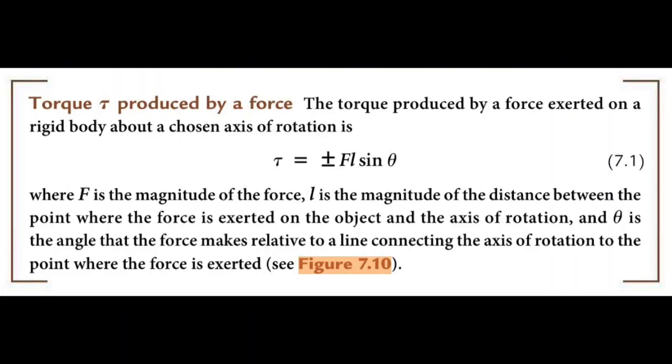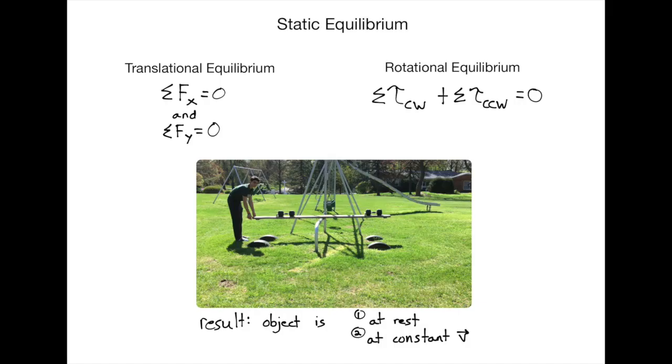The torque produced by a force exerted on a rigid body about a chosen axis of rotation is equal to force times length times the sine of the angle of the force. When an object is in static equilibrium, it is either at rest or at constant velocity. For an object to be in static equilibrium, its forces in all directions must add up to zero, and its torques need to add up to zero. These are known as translational equilibrium and rotational equilibrium, respectively.